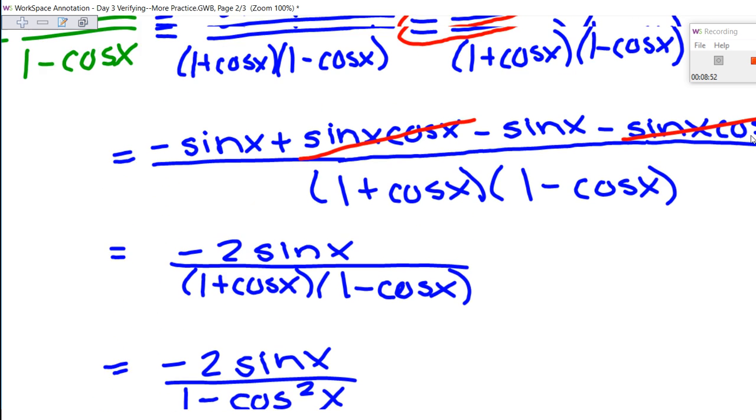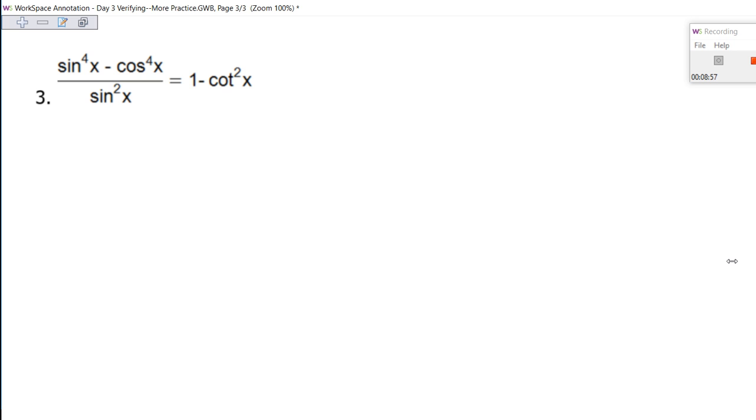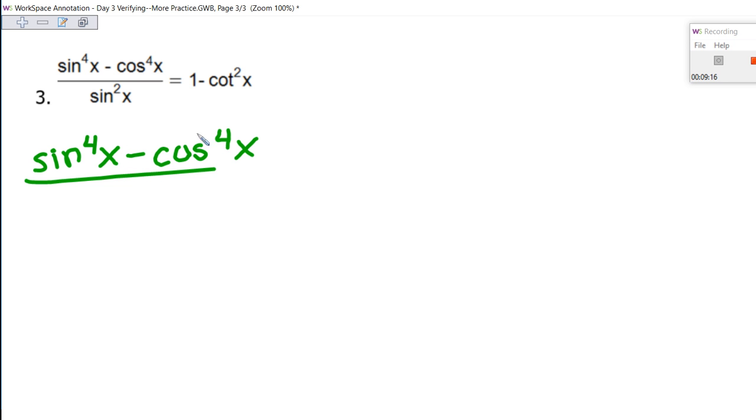One last problem, problem 3. When you are verifying these, you can pick. Do you want to start with the left side or the right side? Okay, let's start with the left side. So if I recopy the left side, it's sine to the 4th power x minus cosine to the 4th power x over sine squared of x.